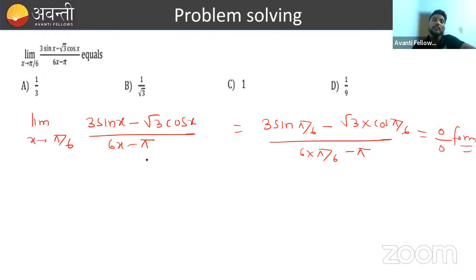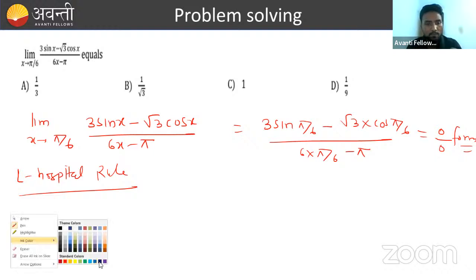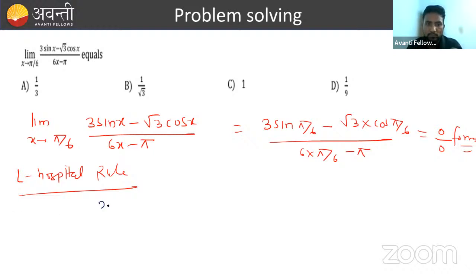So what can we do? Again, we have to use the L'Hospital rule, because the function is easy now. So we can use that L'Hospital rule. So what are we going to get? This is 3 cos x, minus root 3 times the derivative of cos x, which is minus sin x, so plus root 3 sin x, and divided by the derivative of 6x minus pi, which is 6, since pi is constant.